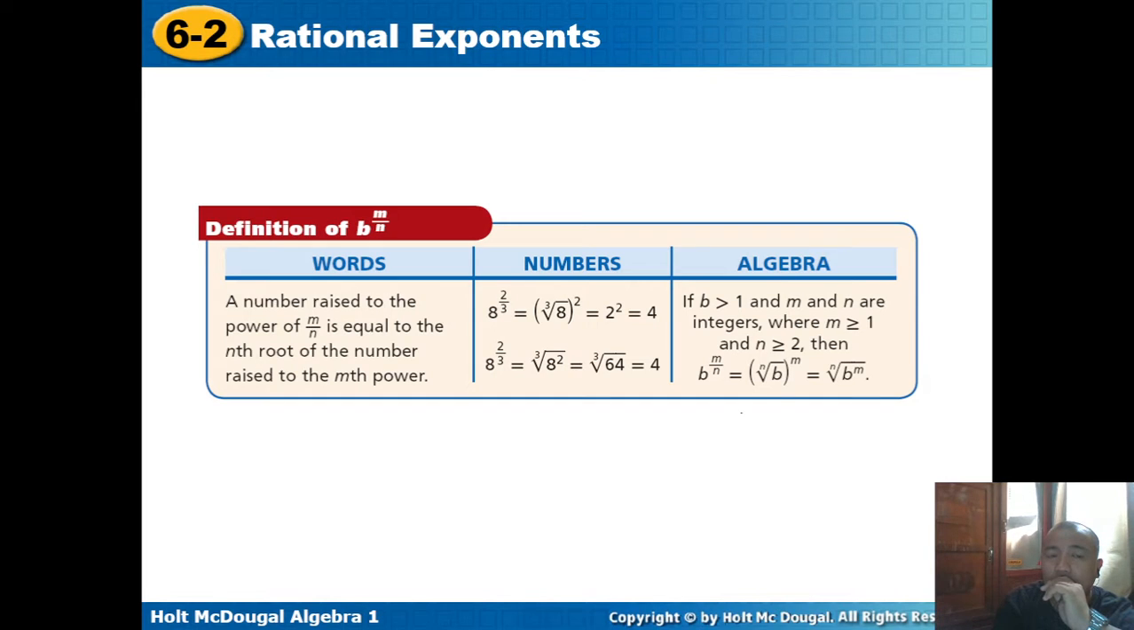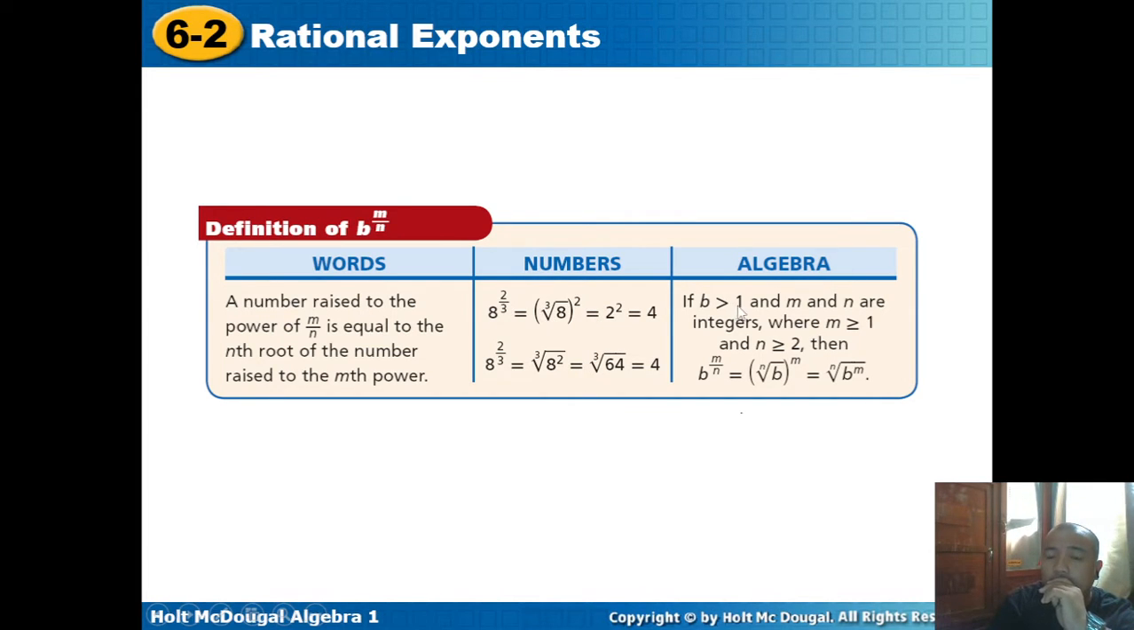So the definition of b raised to m over n: a number raised to the power of m over n is equal to the nth root of the number raised to the mth power. Example, 8 raised to 2/3 means the cube root of 8, quantity squared, is equal to, what's the cube root of 8? 2. 2 squared is 4. It can also be written as 8 raised to 2/3 equals the cube root of 8 squared inside the radicand, inside the radical sign. And the cube root of 8 squared is 64, so the cube root of 64 is still 4. So we just obtained the same answer. Whichever way you write it, we will get the same answer.